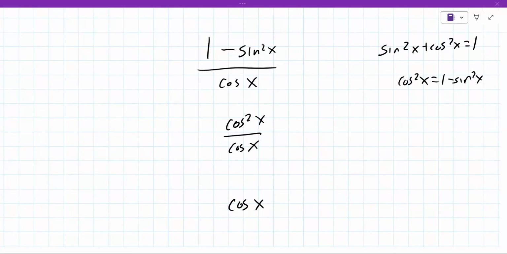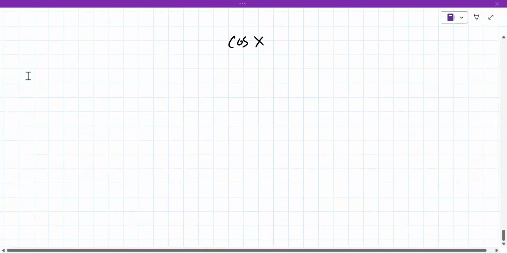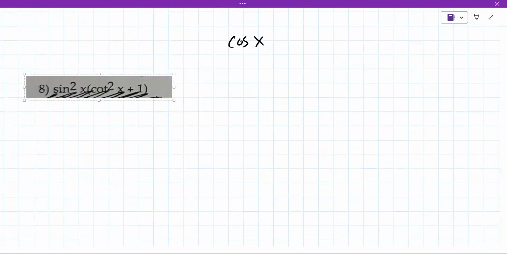We talk about sine squared x times cotangent squared x plus 1? Yeah. So that one is an identity, the cotangent squared. If you go back to that reference sheet I sent you, let's see. I don't know why I closed it.